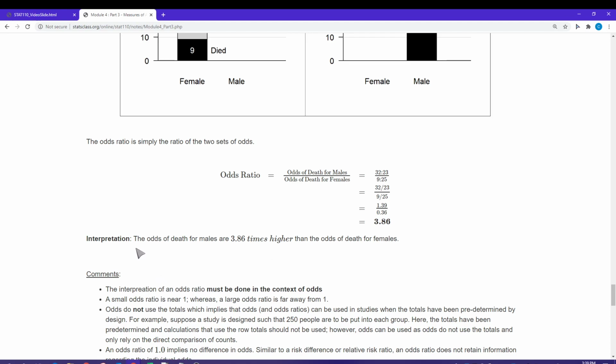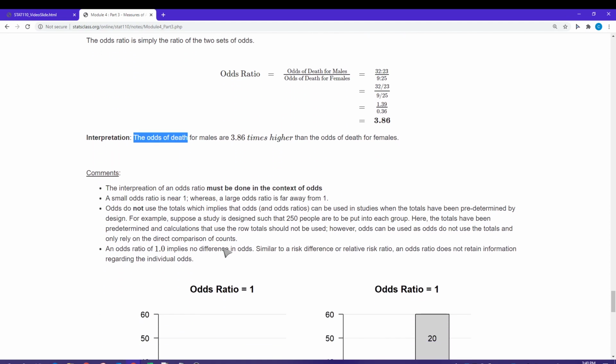When I'm interpreting odds ratios, I need to do those in the context of odds. So the interpretation here would be the odds of death for males are about 4 times higher than the odds of death for females. I cannot change this or say that the rate of death for males is 4 times higher than the rate of death for females. If we use the word rate, then it's assumed that we're talking about relative risk ratios. So when I'm interpreting odds ratios, I need to interpret those in terms of odds. Again, this is a ratio, so a small odds ratio is going to be near 1, whereas a large odds ratio would be far away from 1.